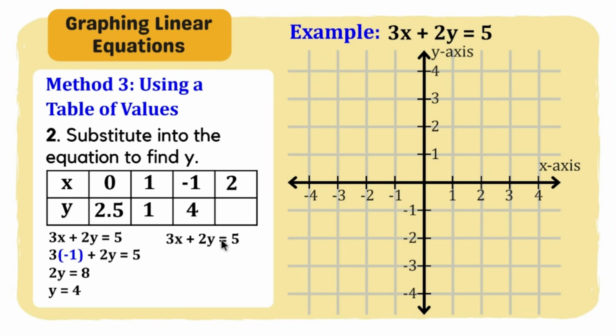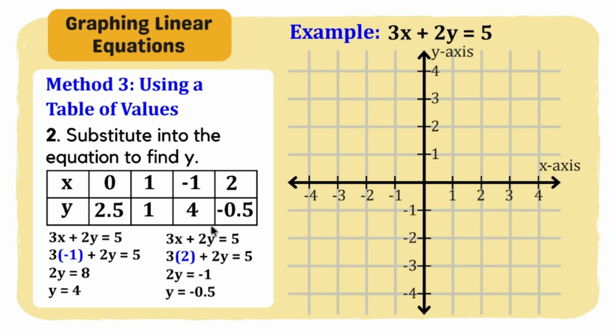Next, si 2 naman, substitute natin. So, x will become 2. So, if we're going to simplify this, 3 times 2 will be 6. And then, minus 6. Dito rin sa kabila, 5 minus 6 will be negative 1. So, divide natin sa 2. It will be negative 0.5 o kaya negative 1/2. Alright? So, ang partner ng 2 dito is negative 0.5.